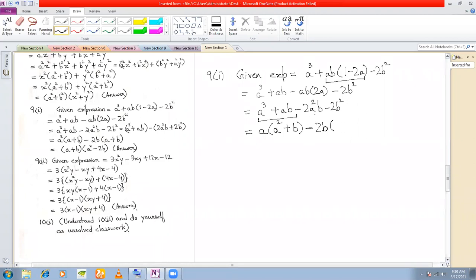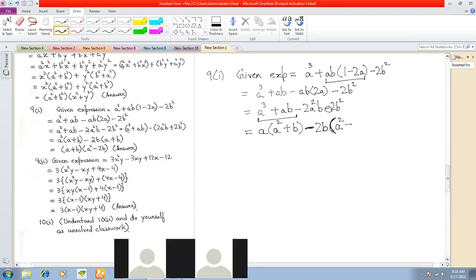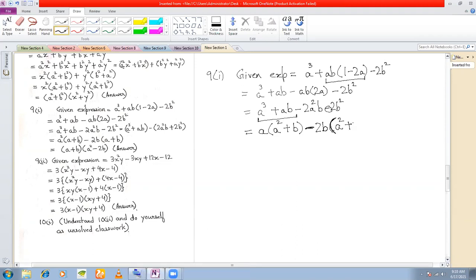And now from 2a square b, you are taking out 2b, so you are only left with a square. And because there's a minus sign outside this bracket, this sign will change from minus to plus. And from 2b square, if you're taking out 2b, you're only left with b. So now yes, we are getting a square plus b here, and a square plus b here. So our grouping is correct.